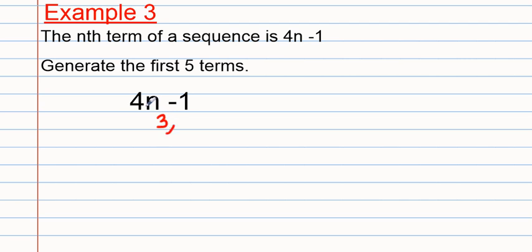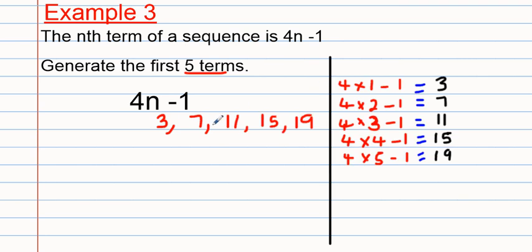The second term, n will be 2, so position number 2. So n is 2, so 2 times 4 is 8. Take away 1, and that will be 7. So the second term is 7. Pause the video and try the remaining 3 terms because we need 5 terms.